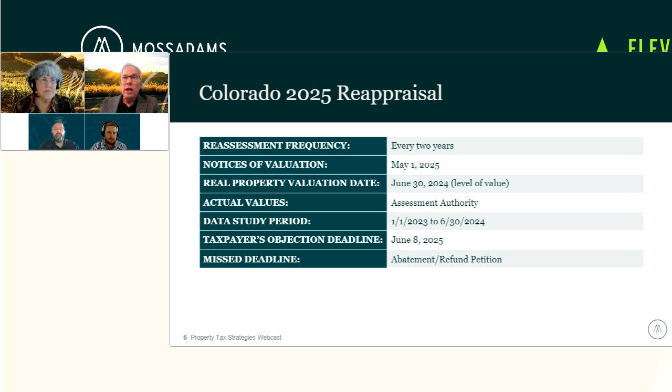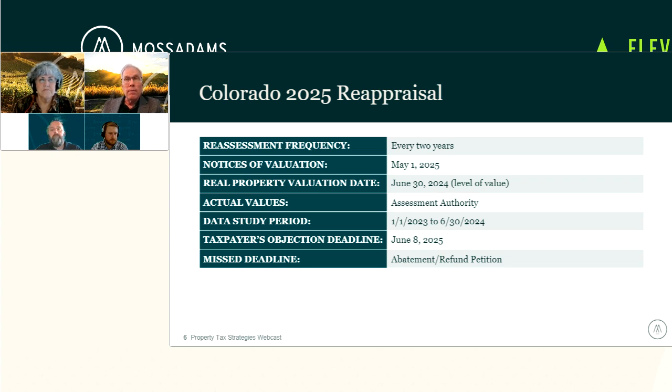The valuation date is June the 30th of 2024, so almost a year prior to when they end up sending out those notices of value. And that valuation date is, if you were to take a photo, boom, what is the value of your property as of that date? Now, the assessor uses information for the first half of 2024 and all of 2023, and they use that information in order to come up with what they determine to be fair market value.